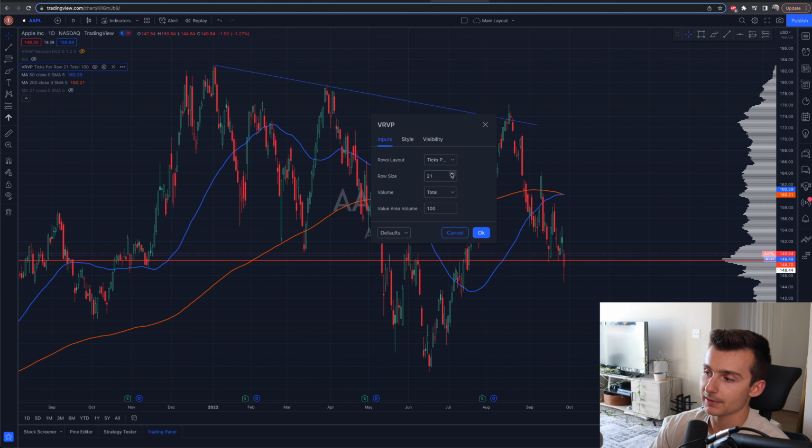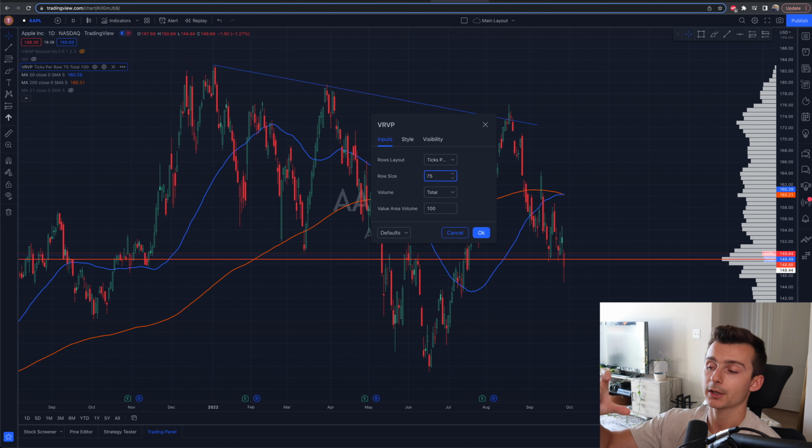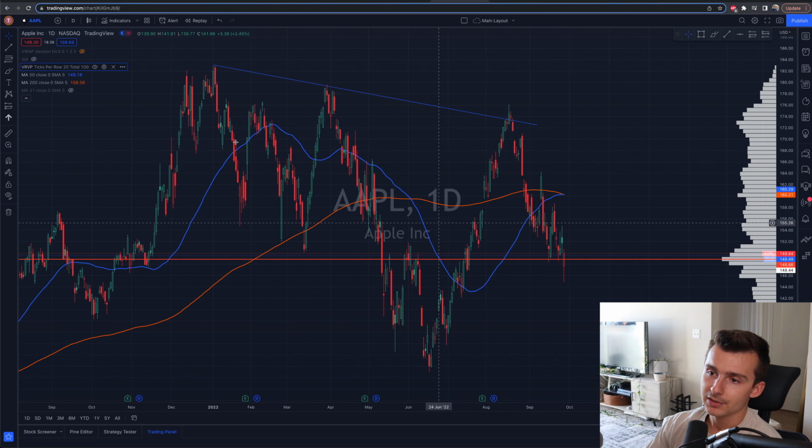If I increase this, okay, notice how it starts to change a little bit. And as I increase it, let's say I increase this to like 50 as my row size, notice that the volume bars get thicker and there's less of them, okay? If I go to like 75, notice that there's now even less and they're thicker volume bars. So it really comes down to personal preference. For me, I've just found that 20, in the way that I like to look at it, tends to work the best. So I'll click it as 20.